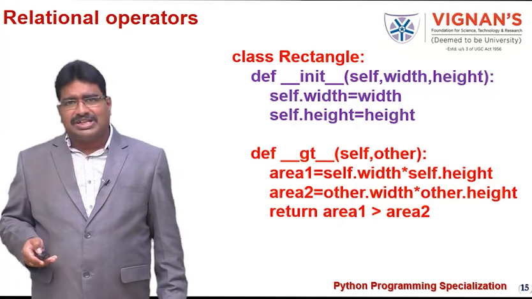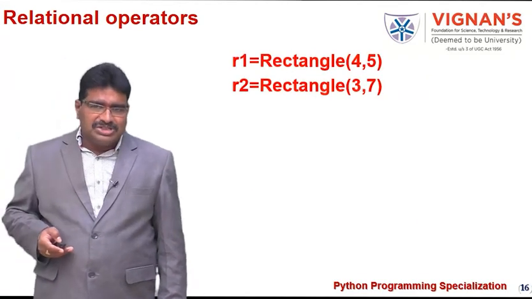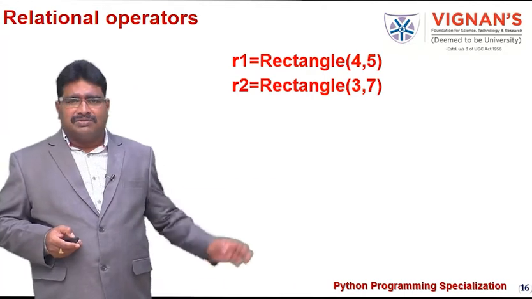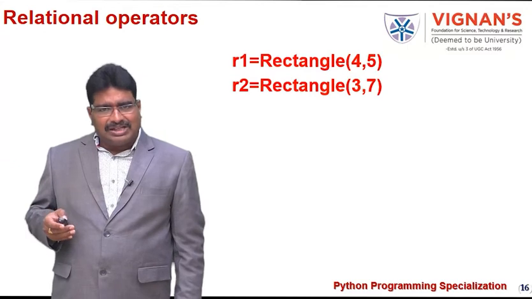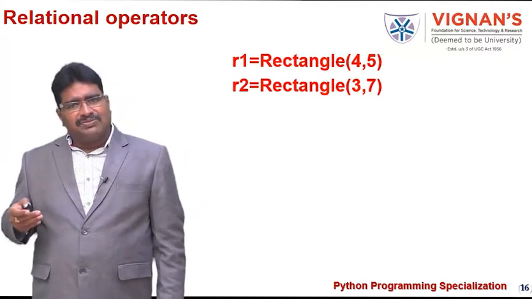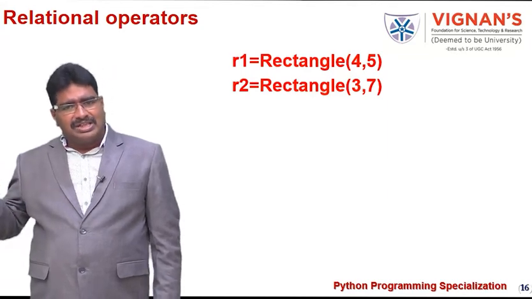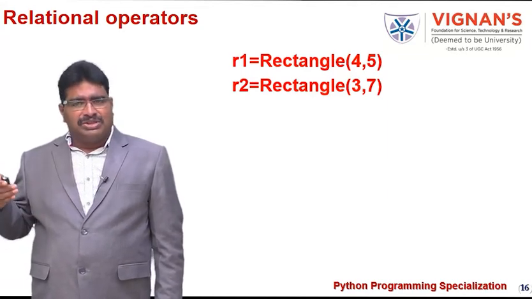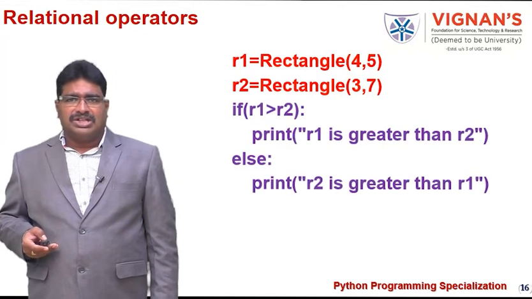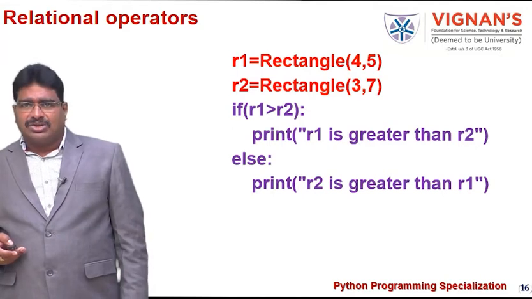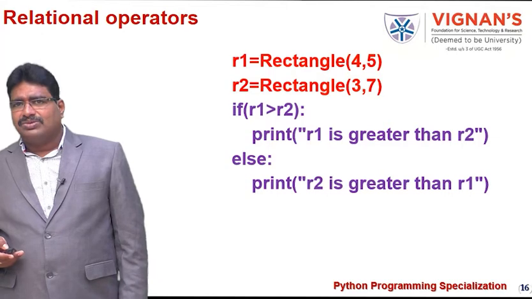Now let's discuss an example of how we can use the greater than symbol for rectangle objects. First we create two objects, R1 = Rectangle(4, 5). So R1 is a rectangle class object, R1.width value is 4 and R1.height value is 5. Similarly we create the R2 object. R2's width is 3 and height is 7. Now we use the statement: if R1 > R2, print R1 is greater than R2, else print R2 is greater than R1.